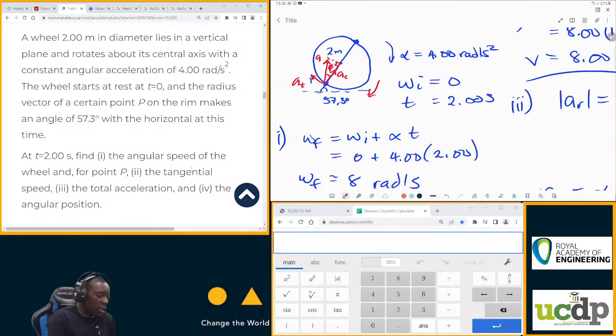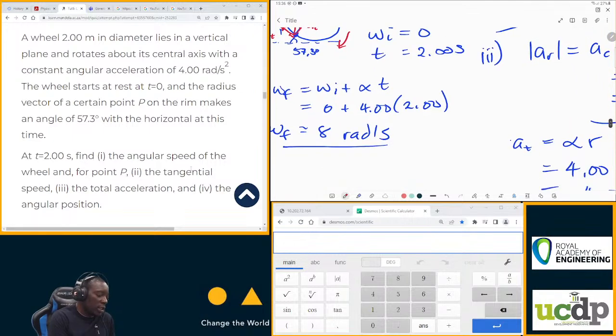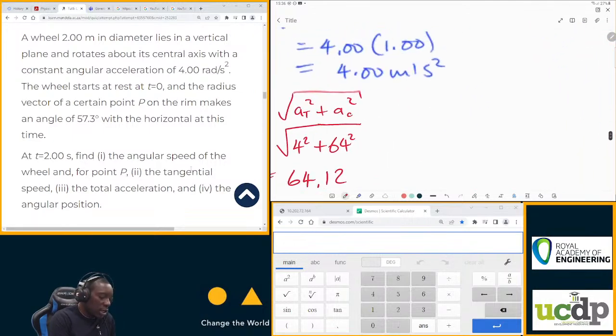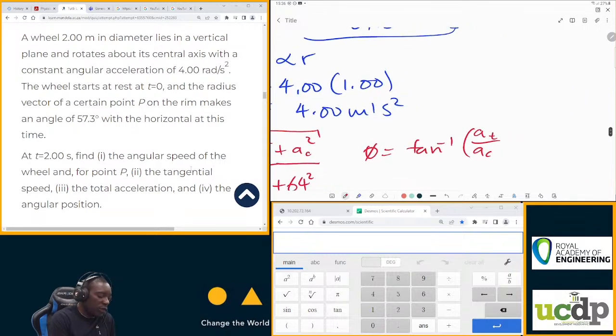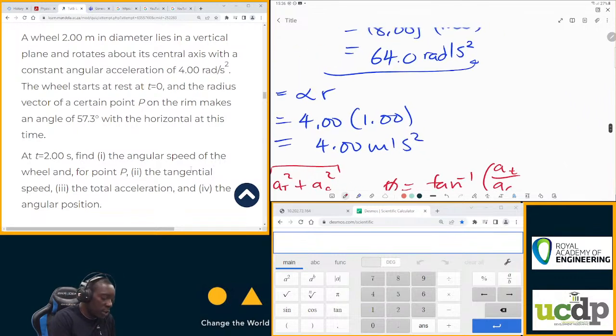This is a 90-degree triangle because it's tangential here. Tan is opposite over adjacent, which is AT over AC. So the angle phi is arctan AT over AC. Remember, we have a triangle like this. Let me just redraw that triangle.